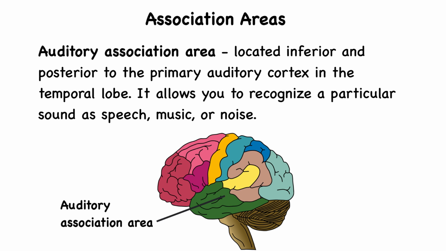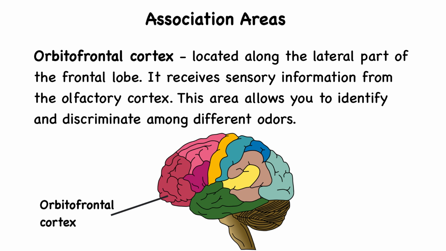The orbital frontal cortex is located along the lateral part of the frontal lobe. It receives sensory information from the olfactory cortex. This area allows you to identify and discriminate among different odors.